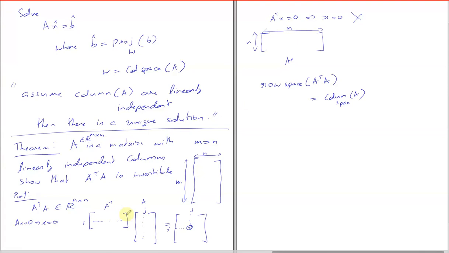Sir, I have a doubt regarding that statement. A transpose x equals 0 implies x equal to 0. Why is it wrong? So you agree that A transpose is a matrix like this? Yes. Now the rank of the matrix is at most n. Yes, sir. And you remember your x is m dimensional, right?